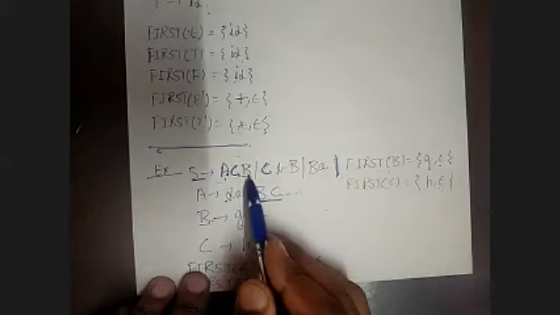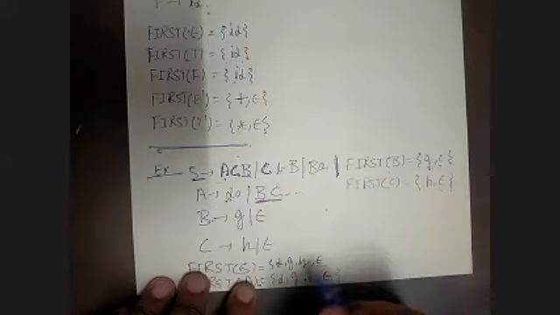We check the production of C also. The production of C contains H and epsilon, and epsilon is already contained in this set, so no repetitions are allowed. H and epsilon is contained. Again, epsilon occurs, so again we find the first of B. First of B is G and epsilon. G is already in your set, so this part is complete for the first production.